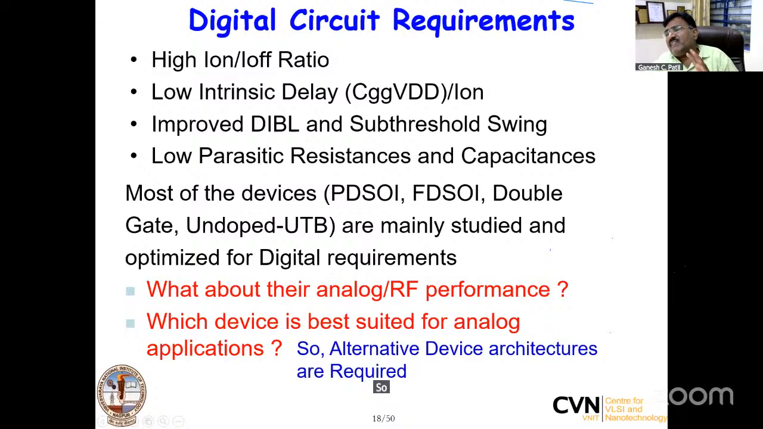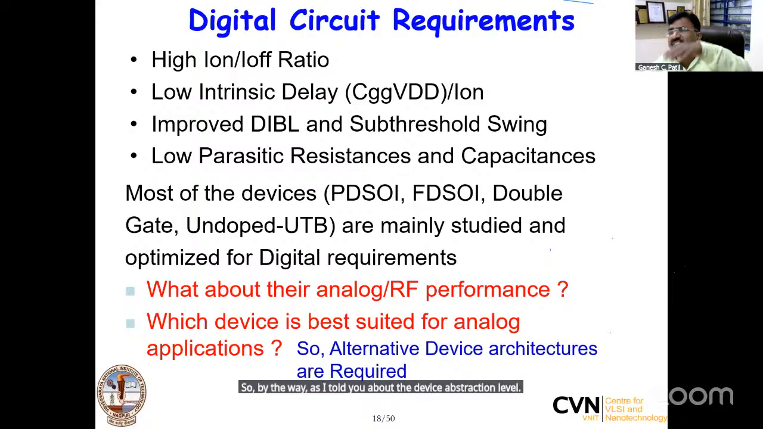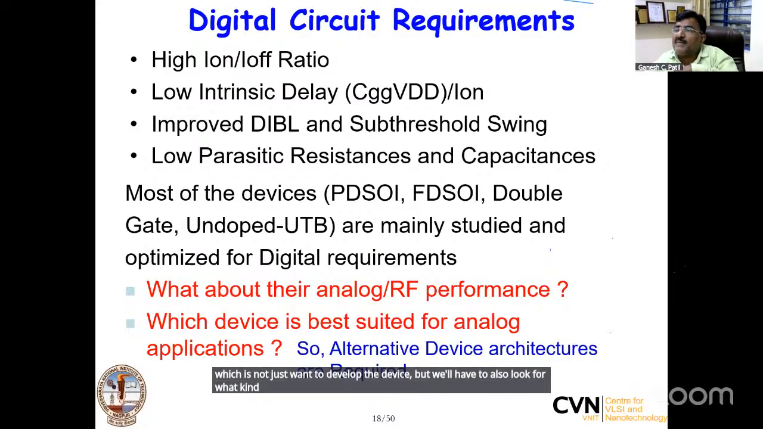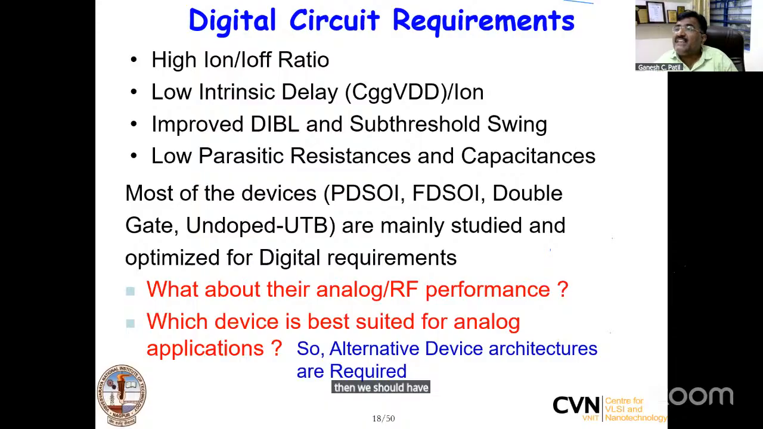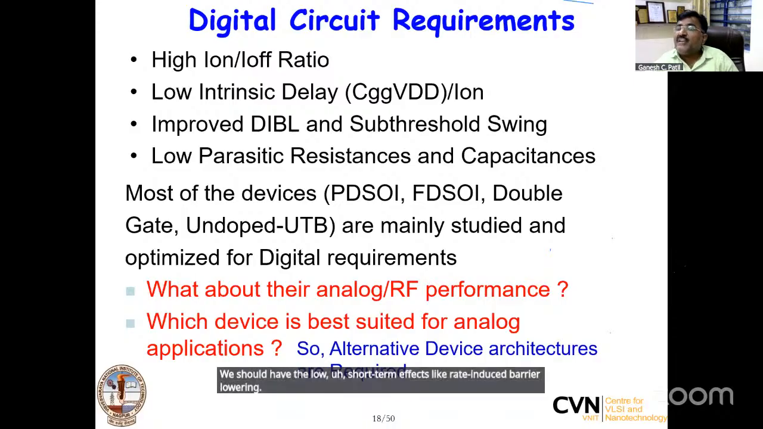By the way, as I told you about the device abstraction level, we not only want to develop the device, but we also have to look at what kind of circuit we are able to develop, right? For digital circuit requirements, we should have a high ion-off ratio, and a low intrinsic gate delay so that the speed will shoot up. We should have low short-channel effects like drain-induced barrier lowering and subthreshold swing. We should have low parasitic resistance and capacitance. And most of the devices people have studied so far were PDSOI, partially depleted SOI, fully depleted SOI, double gate, and undoped ultra thin body.